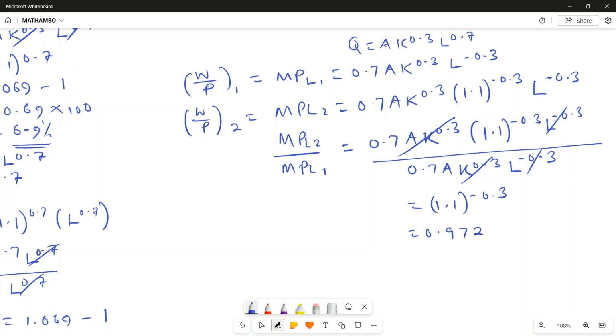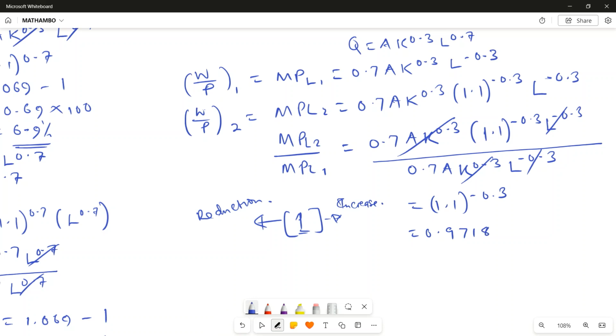When you punch this, you are getting 0.972. Since the benchmark is 1, anything below 1 shows that there's a reduction, and anything above 1 shows that there's an increase. You interpret this the way we interpret the deflator and the CPI and the like. So you have got 0.972. When you raise 1.1 to the power minus 0.3, you're getting 0.9718, something like that. Let's correct it to 4 decimal places. So this will be 0.9718.